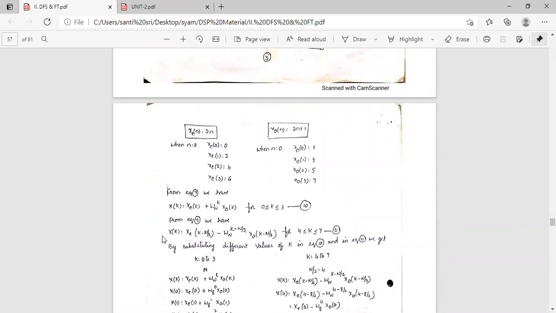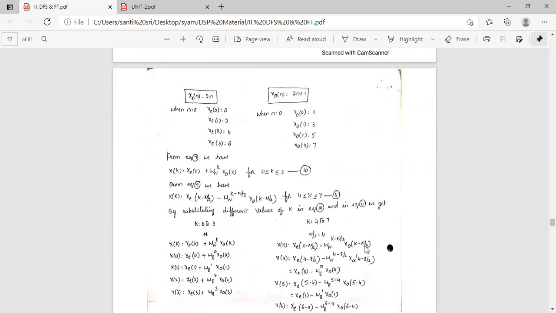From equation 9, we have x of k equal to, by the symmetry property, xe of k minus n by 2 minus wn power k minus n by 2 into xo of k minus n by 2 for 4 is less than or equal to k is less than or equal to 7. That is the equation number 11. By substituting different values of k in equation number 10 and equation number 11, what is k? K is varying from 0 to 3 here, and here k is 4 to 7.